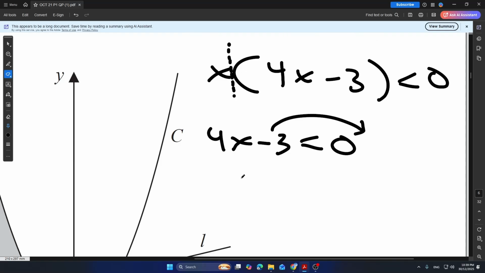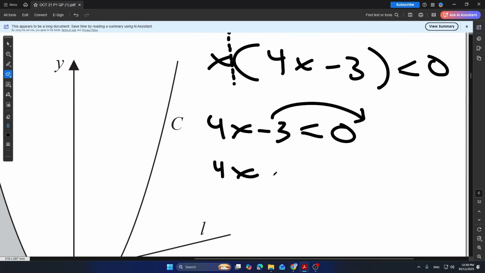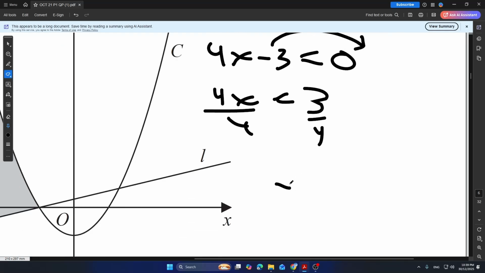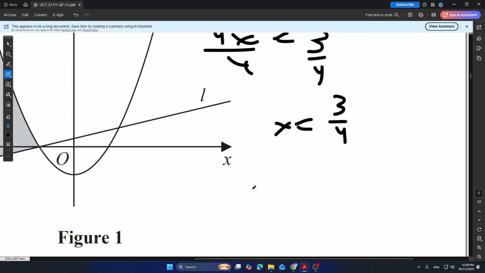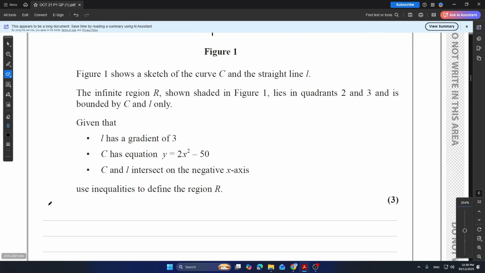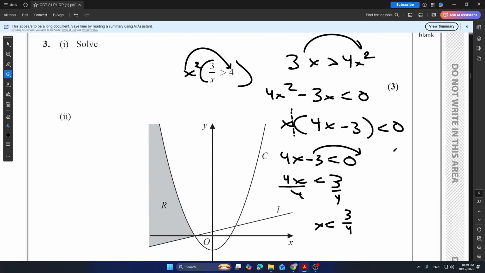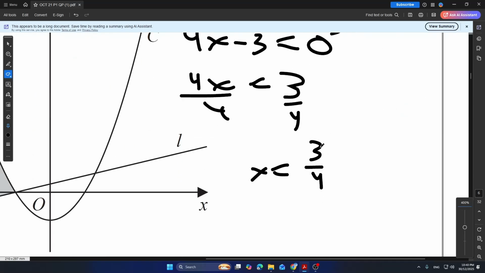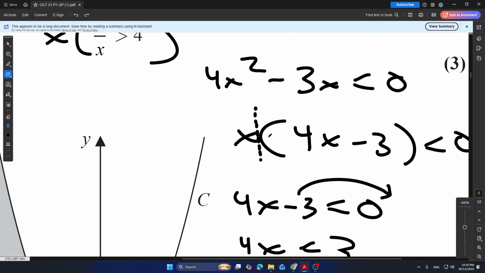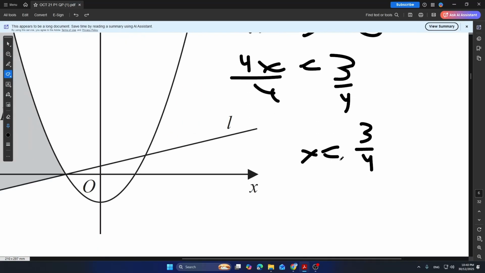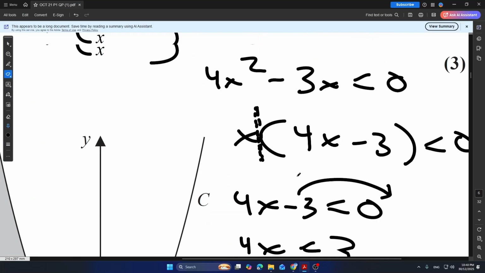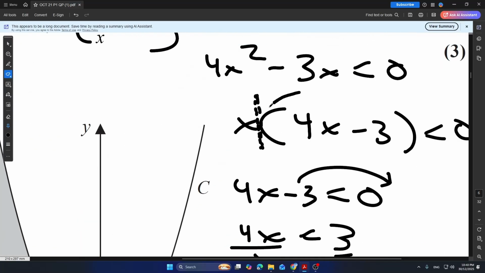I take the 3 to the other side, it becomes 4x less than 3. And then divide both sides by 4, and I get x less than 3 by 4. Okay, so that is our first bound. So let's write our answer, but we're not done. Remember, I told you the first thing, it's less than 3 by 4, but because I split this into 2 parts, this one is less than, and this one will become greater than. So x will be greater than 0. Because imagine I didn't have this part, this would flip. So it will be x greater than 0.